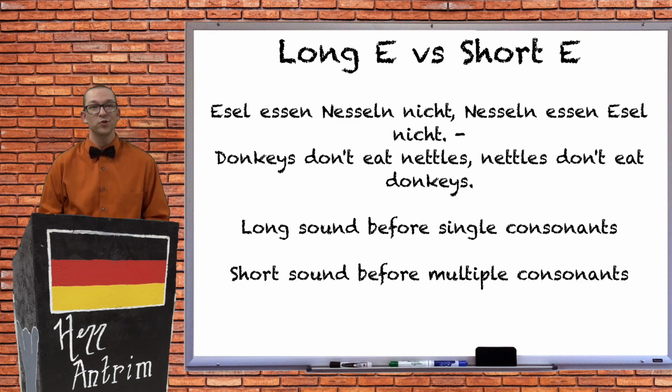Long E versus short E. Esel essen Nesseln nicht. Nesseln essen Esel nicht. Another practice of the long vowel versus the short vowel. Don't forget, if there's only one consonant after the vowel, the sound is long. If there are more than one consonant after the vowel, use the short sound. Esel essen Nesseln nicht. Nesseln essen Esel nicht.